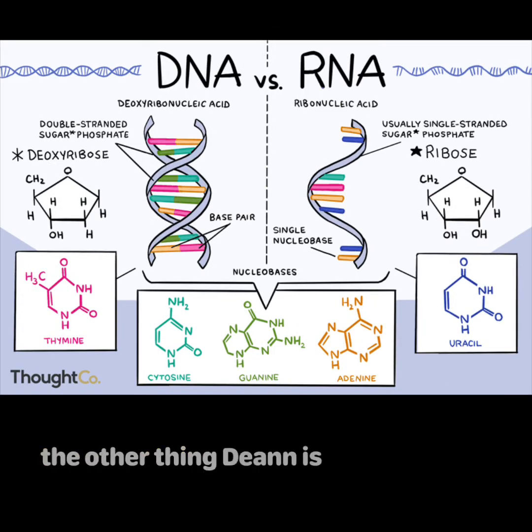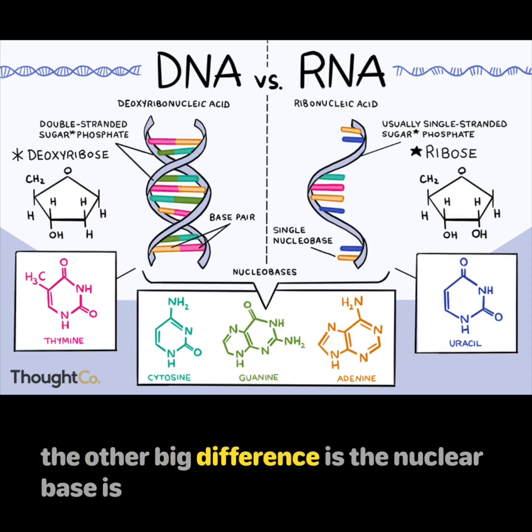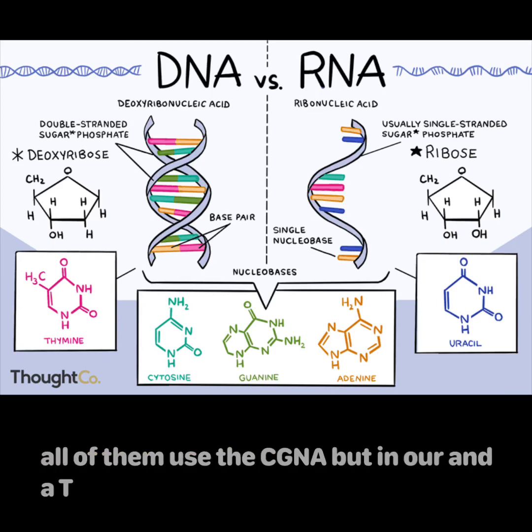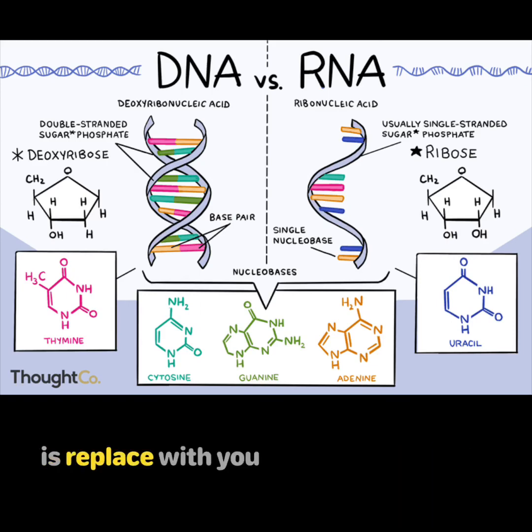The other thing, DNA is almost always double-stranded. RNA is single-stranded. The other big difference is the nucleobases. All of them use C, G, and A, but in RNA, T is replaced with U. So those are your big differences between DNA and RNA.